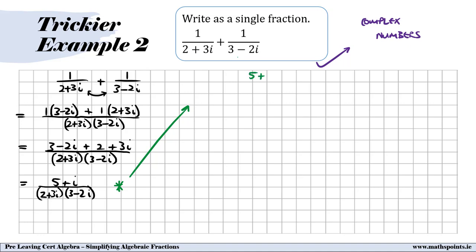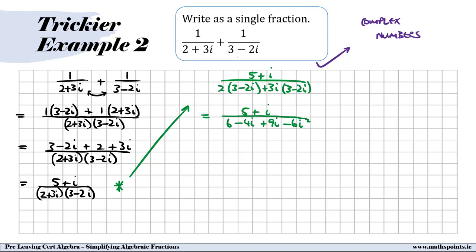So let's write the question down again. So it's 5 plus i over, I'm going to open up the bracket to have 2 on 3 minus 2i, plus 3i on 3 minus 2i. So the top is going to stay the same. The top is just 5 plus i, and then on the bottom I have 2 by 3 is 6, 2 by minus 2i is minus 4i, 3i by 3 is 9i, and 3i by minus 2i is minus 6i squared.